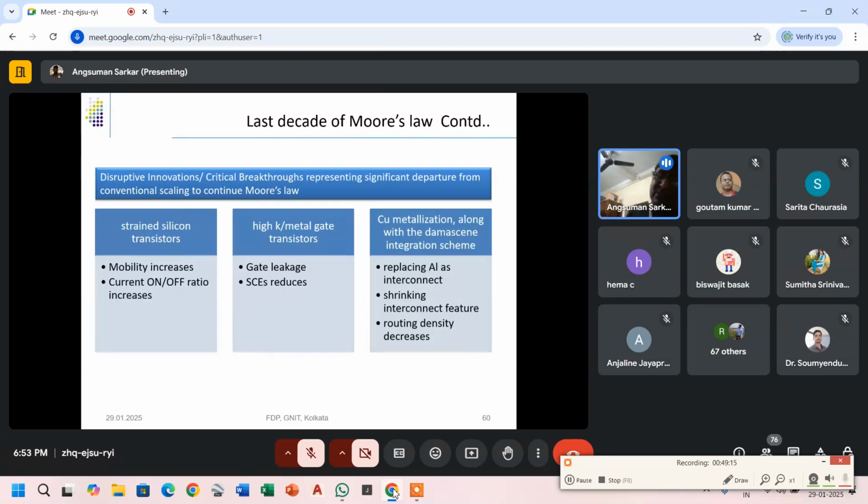So we need to reduce the dimension of the transistor. At the same time, we need to reduce the dimension of the interconnect also. So interconnect should be scaled in the same manner as the transistor is shrinking. So in order to increase the routing density or shrink the interconnect feature, we again use copper metallization technology.